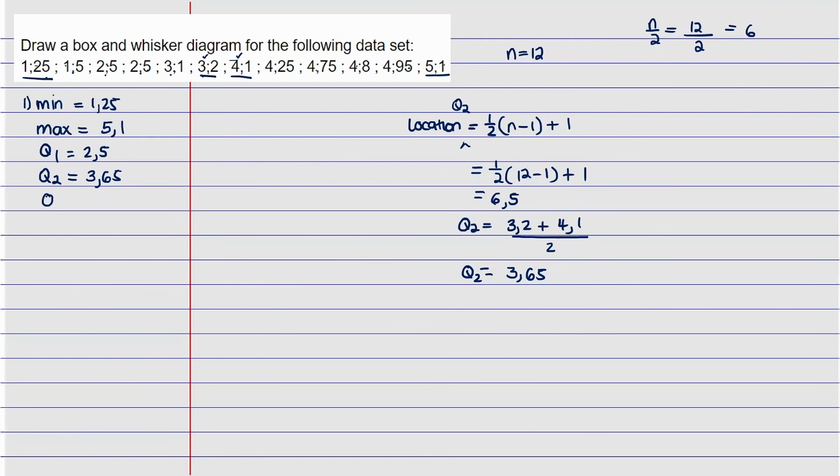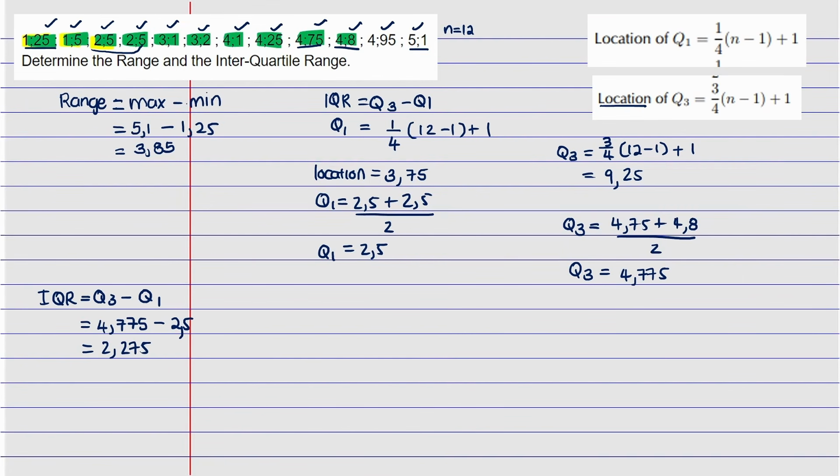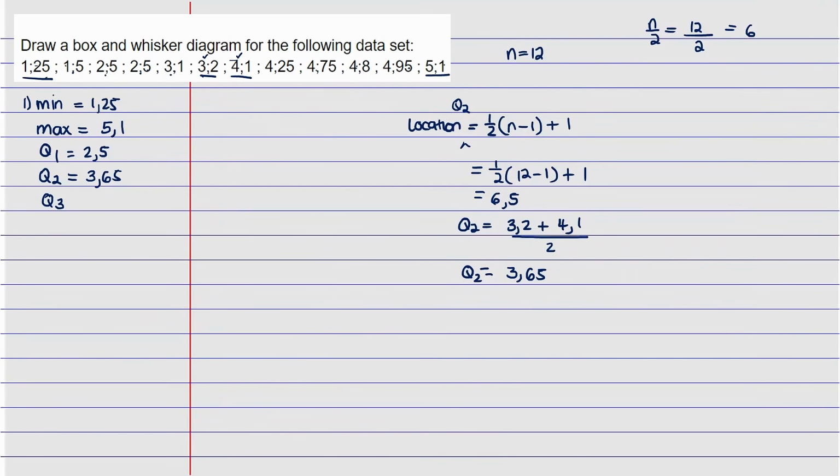So now Q3, we already calculated it, right? We found it as 4.775. So it's going to be 4.775, right? Then now we have 1, 2, 3, 4, 5. So we have all the numbers, right? So then you're going to draw a number line, right? So now before we draw the number line, we need to determine the distance between our maximum and minimum and the interval in between.